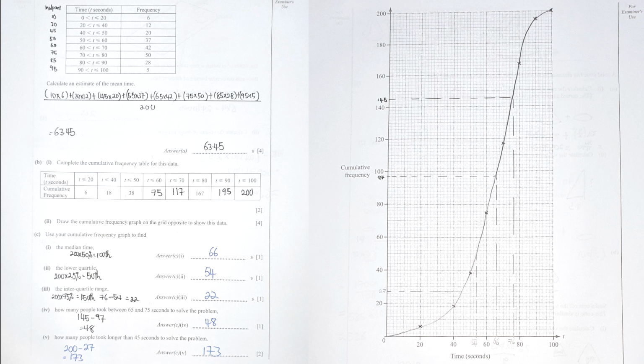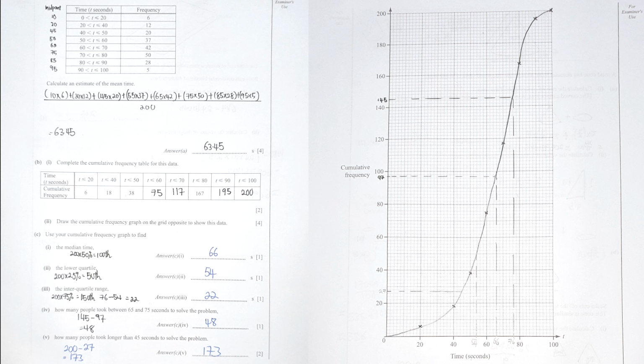For interquartile range, 200 times 75% equals to the 150th. So from the 150th, you should get your result as 76. So 76 minus 54, your interquartile range result should be 22. How many people took between 65 and 75 seconds to solve the problem? This one is actually 145 minus 97, which is 48. I trace it back through drawing 65 seconds and 75 seconds.